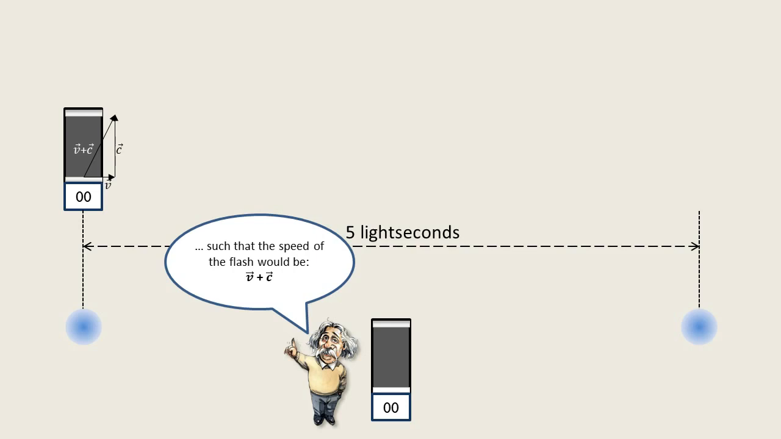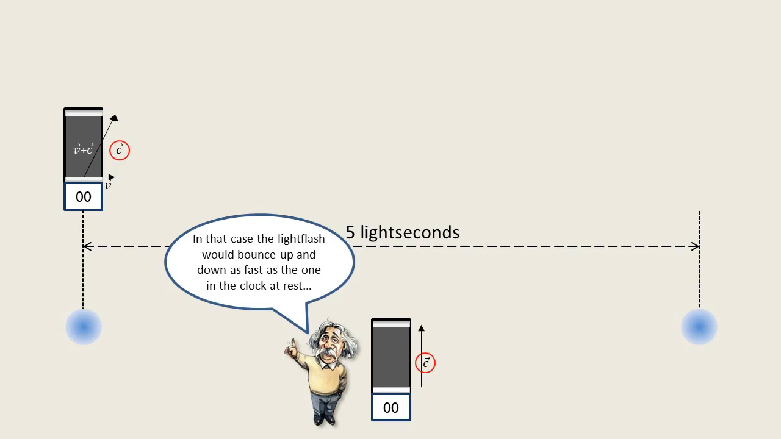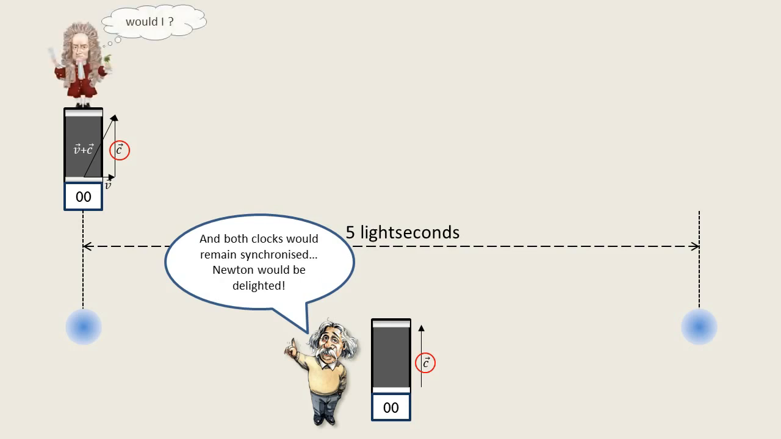In that case, the light flash would bounce up and down as fast as the one in the clock at rest. And both clocks would remain synchronized. Newton would be delighted, like this.